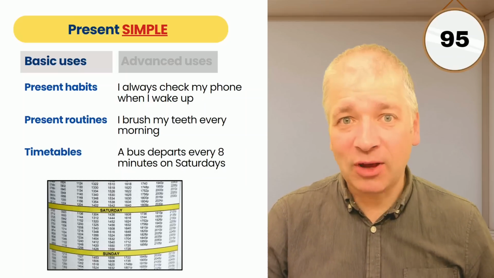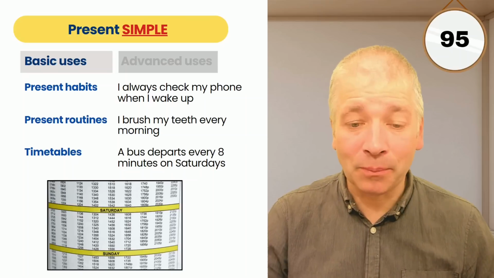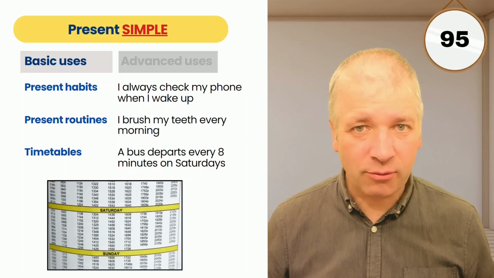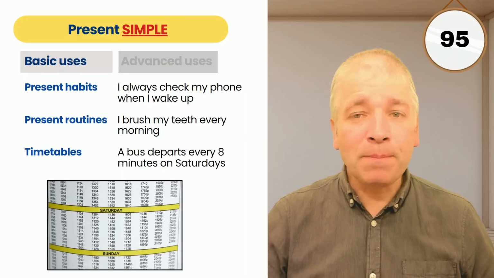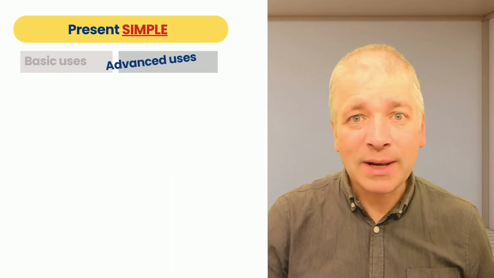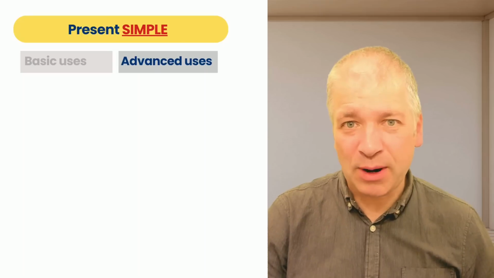And for timetables, use the present simple. If you're looking at this timetable and you want to describe it, you could say a bus departs every 8 minutes on Saturdays. But now let's look at the advanced uses of the present simple.